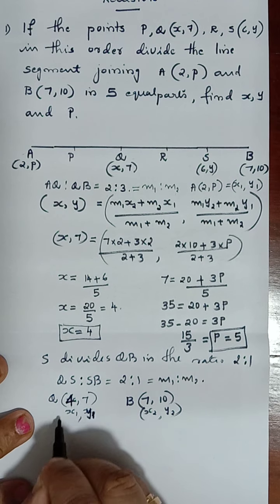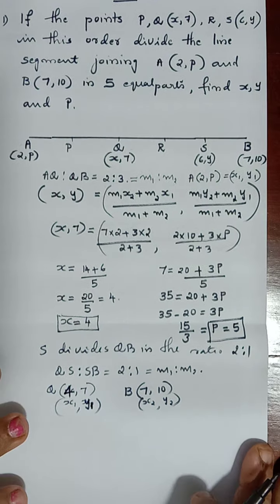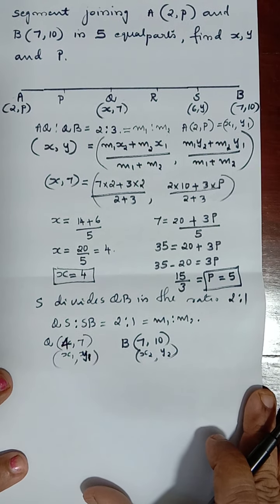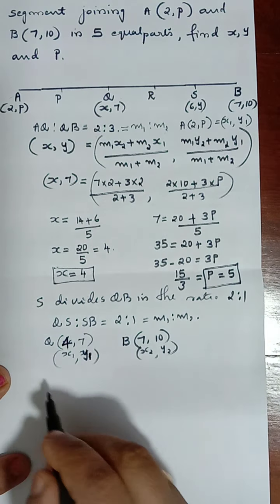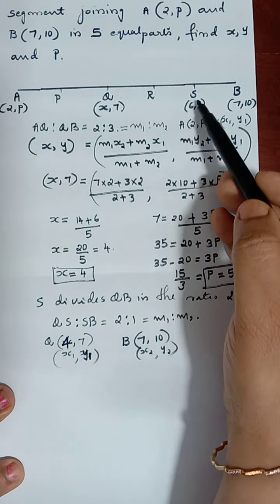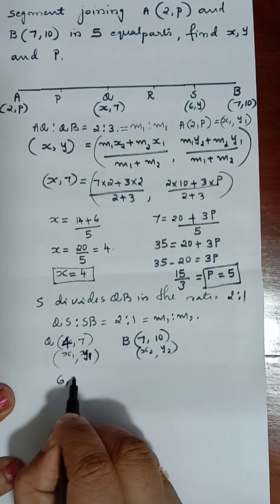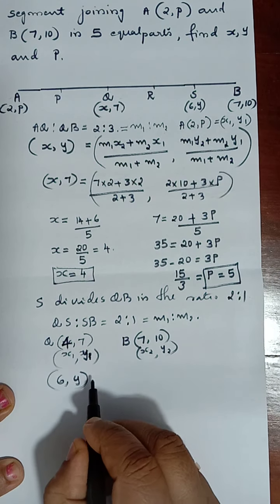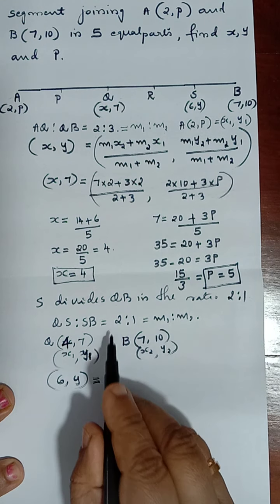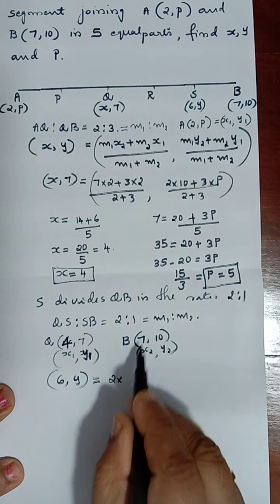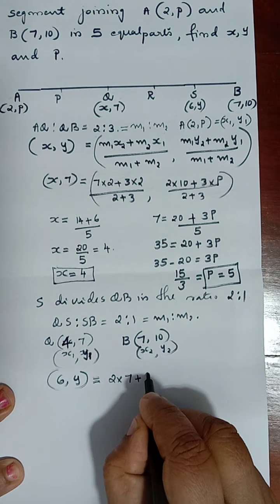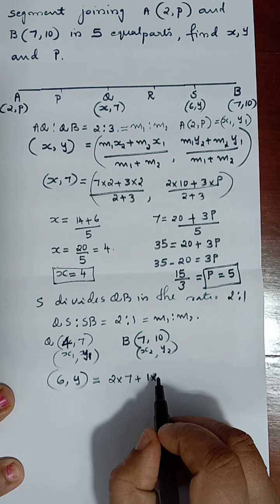X1, Y1, X2, Y2. The first coordinate is X1, Y1 and the second coordinate is X2, Y2. Now we are going to use our section formula. S is the point, so here we will write the point XY equal to M1 X2 plus M2 X1, with M1 being 2 into X2, which is 7, plus M2, which is 1, into X1.